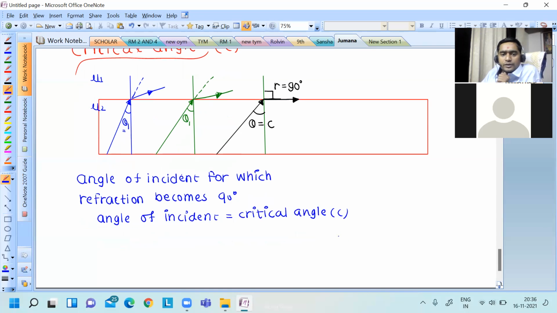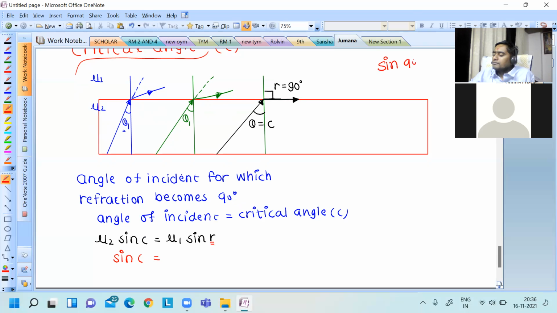Now, if I want to use Snell's law, can I use it? Yes. So mu2 over mu1 is going to be sine i over sine r. Instead of i and r, here we can use C and find this critical angle. So this sine C, which is your critical angle. Now this r is going to be 90 degrees. So what is sine 90 degrees? It is 1.